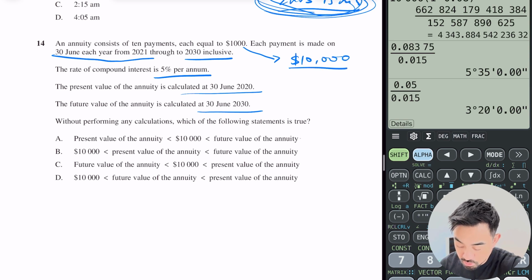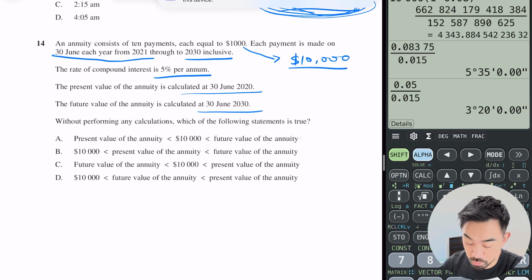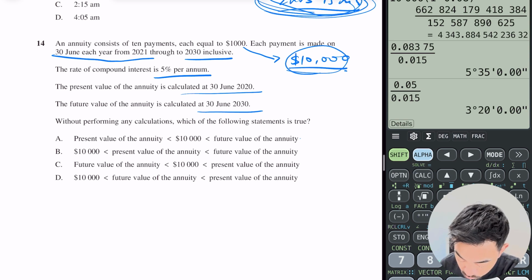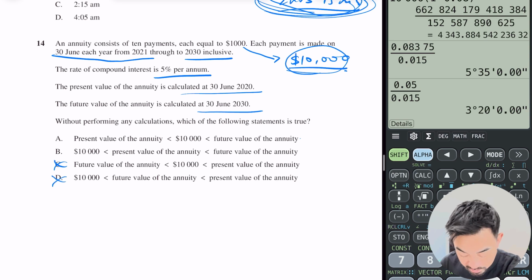Now, the future value of the annuity, well, the future value is what it's worth in the end. So presumably he's trying to put in $1,000 each year for 10 years to get more money at the end. So the future value is going to be more than 10 grand. So it can't be this one and it can't be this one. So it's either A or B.